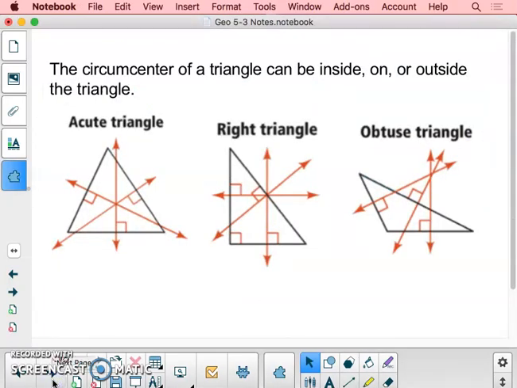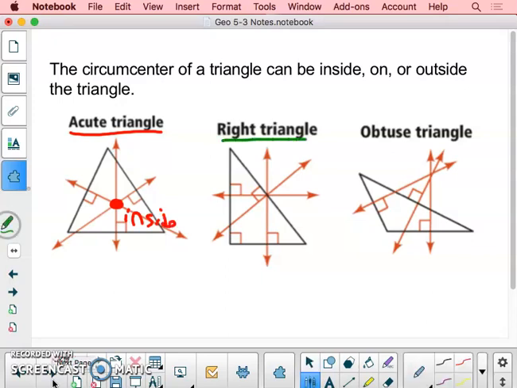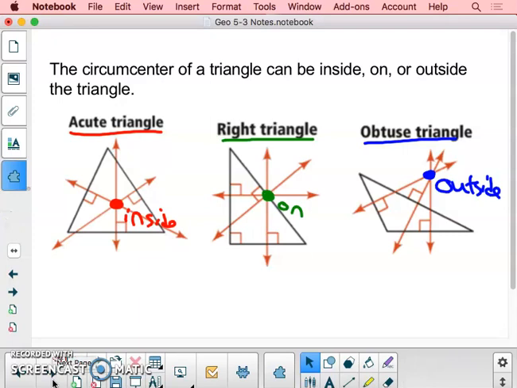Like we talked about, the circumcenter of a triangle can be inside, outside, or on. For any acute triangle, your circumcenter will be inside. For any right triangle, your circumcenter will be on the triangle. For any obtuse triangle, your circumcenter will be outside the triangle. And that's always going to be true.